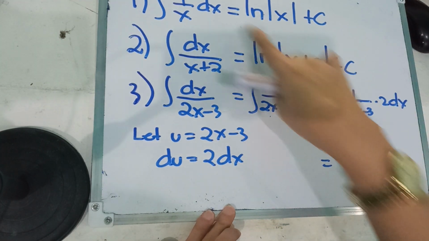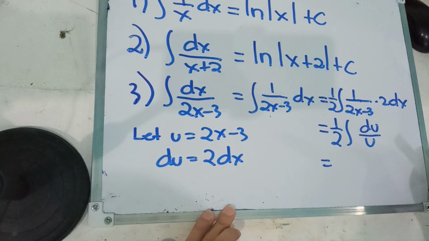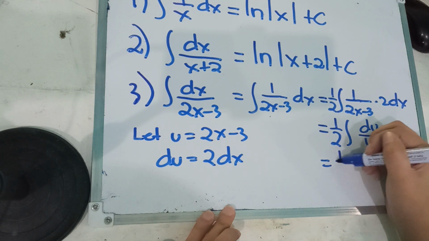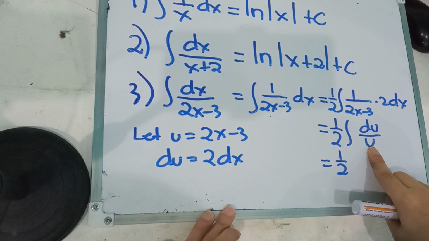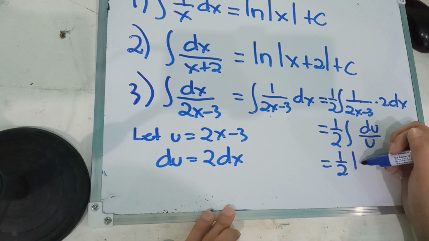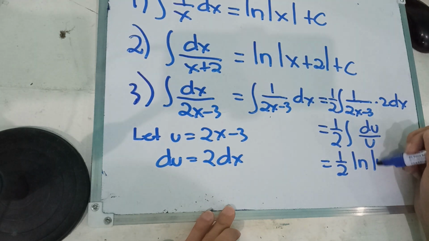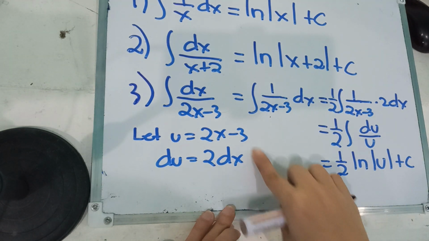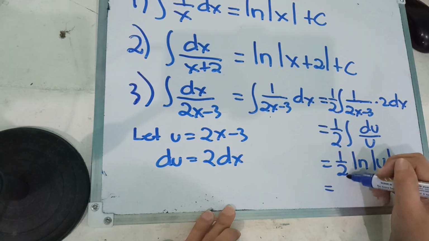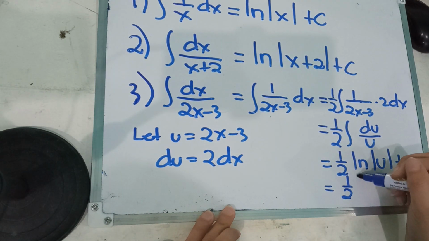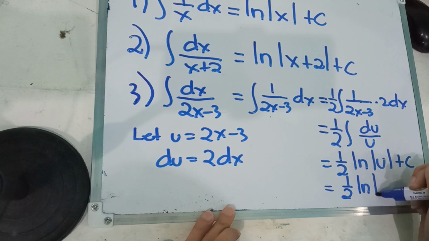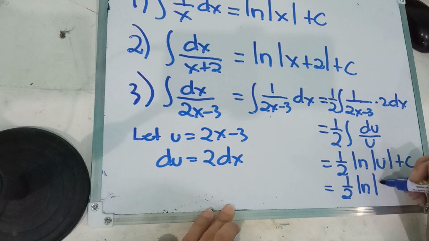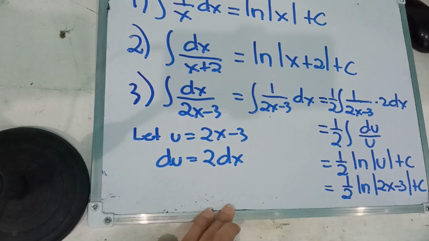Now, following the formula for the natural logarithm, that's 1/2. The integral of that one is ln, the absolute value of u, plus c. Now, going back here, that's 1/2 ln, the absolute value of u, which is 2x minus 3, plus c.